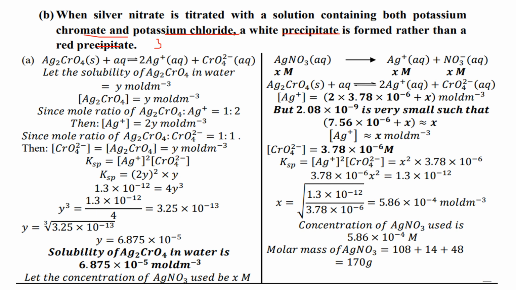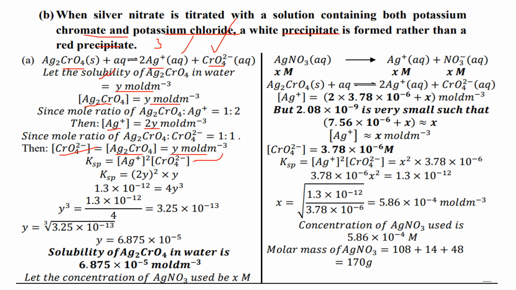Now for part A, we write the solubility equation for silver chromate, since its pairing is soluble. And then you're going to write the solubility of silver chromate to be Y moles per decimeter cubed. That means that molar concentration, since solubility is the same as molar concentration, we say that molar concentration for silver chromate is going to be Y moles per decimeter cubed. Now we use mole ratios, just like I've been explaining, to determine the molar concentration of the different ions present. So molar concentration of silver ions is going to be 2Y, and molar concentration of chromate ions is going to be the same as that of silver chromate, and it's going to be Y moles per decimeter cubed.